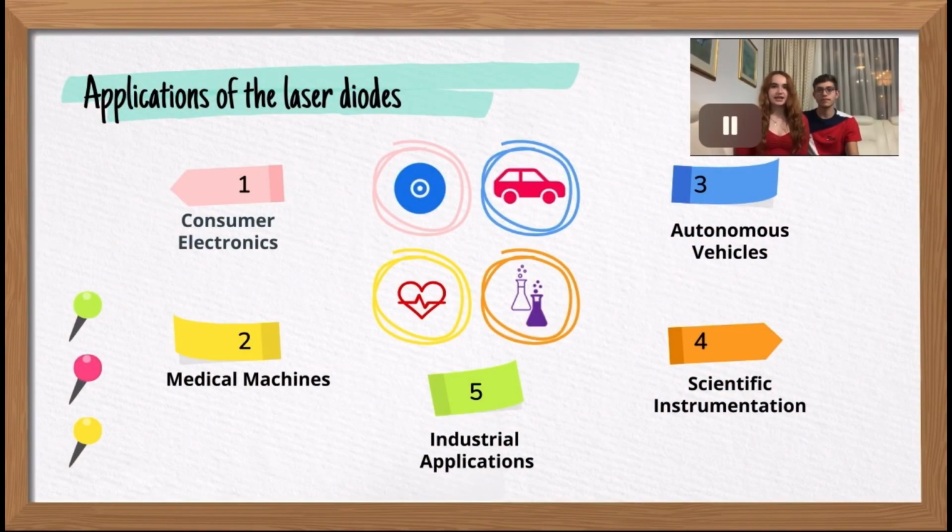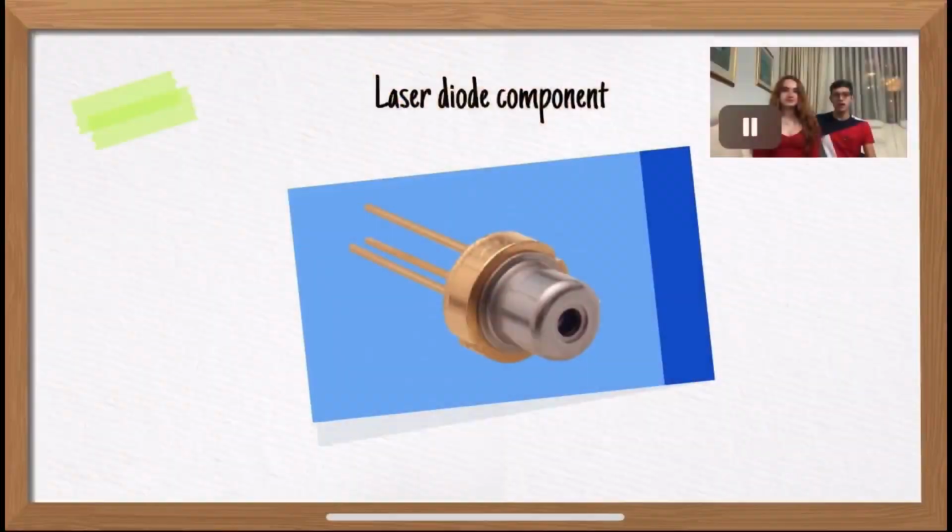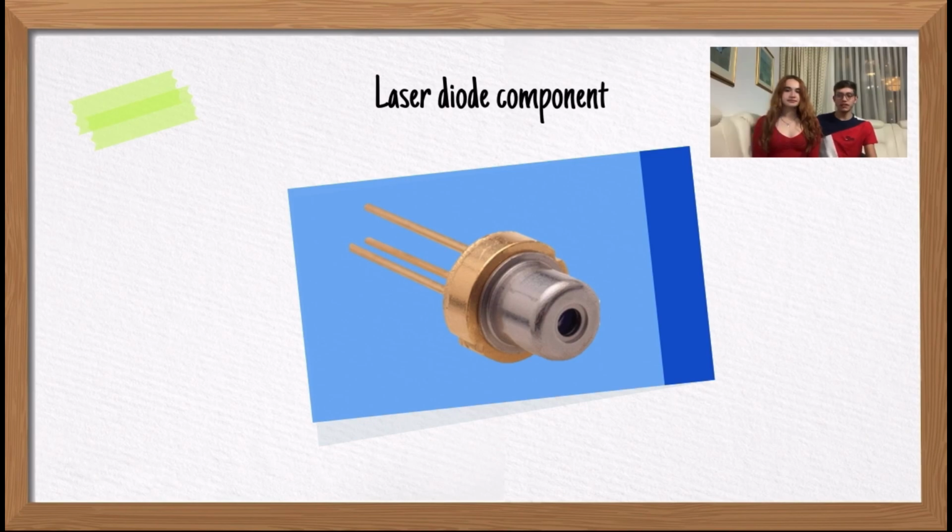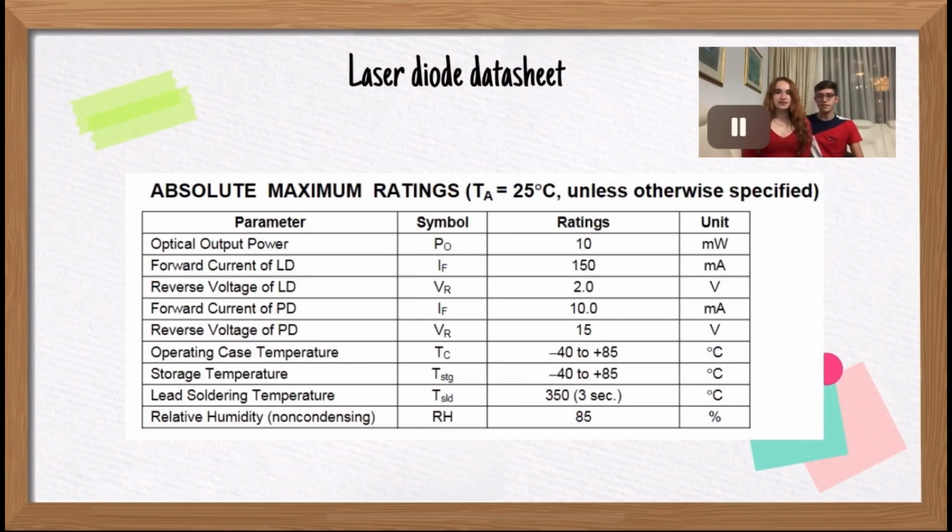Applications of laser diodes. Consumer electronics, medical machines, autonomous vehicles, scientific instrumentation, industrial applications. Laser diode component. Here we can see a real-life laser diode. Laser diode datasheet. Here we can see the forward current, the reverse voltage, and the forward current that this laser is capable of receiving.